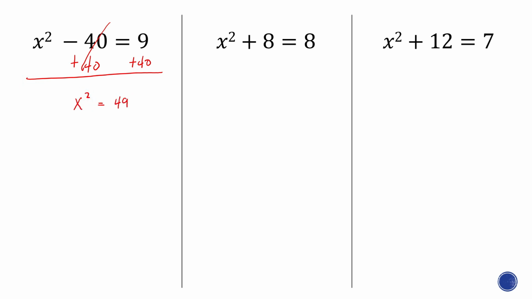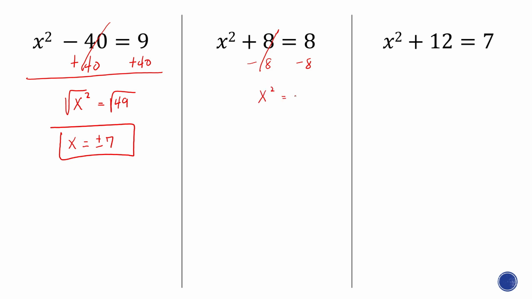Based on the first statement that you saw earlier, to find the roots here, all we need to do is to find the square root of 49. And as you saw earlier, there are 2 possible answers here, positive and negative. The square root of 49 is 7. Alrighty? And then the second possibility is this one. Subtract 8 on both sides. x squared equals 0, and the square root of 0 is just equal to 0.